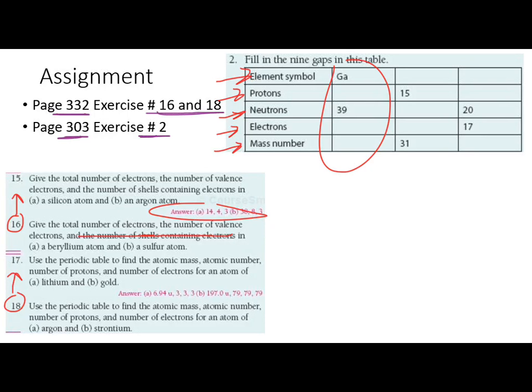If we look at the next one, you're like, dude, they didn't give me an identity. But they sort of did, because they give you 15 protons. So you look on the periodic table for 15, and it looks like that's phosphorus. And then fill out the rest. That's how that goes.